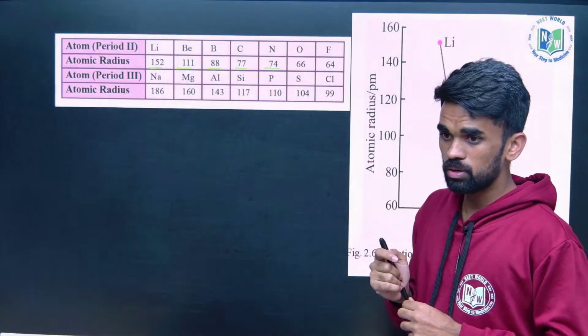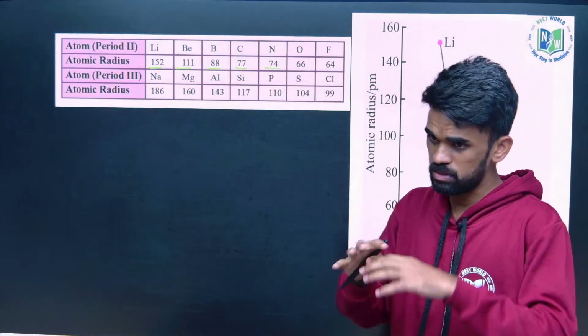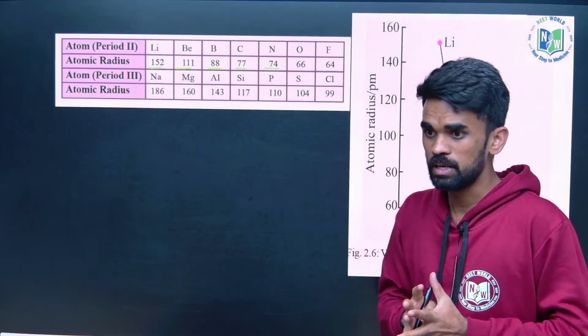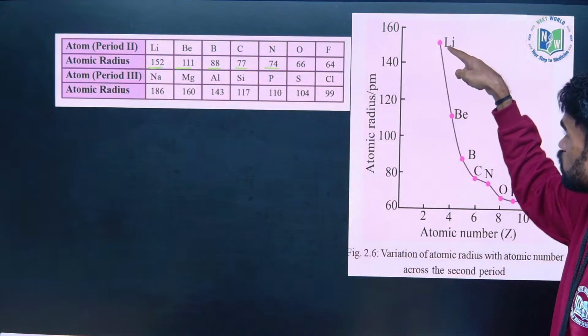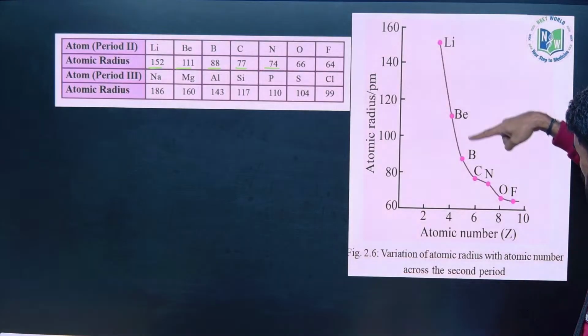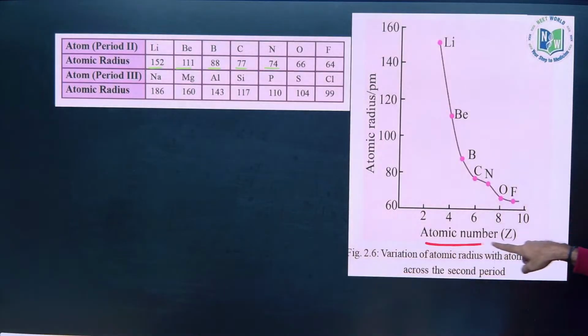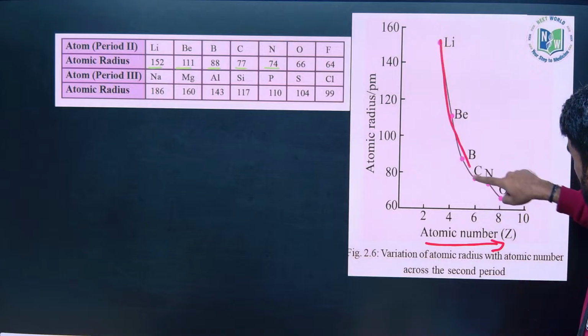They also have maximum electron repulsion, so we see an expanded cloud there. Is that clear? So down the group, and across the period, what happens to the size? Decreasing. As atomic number increases in a period, size decreases like this. Next.